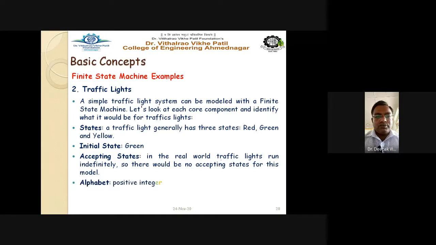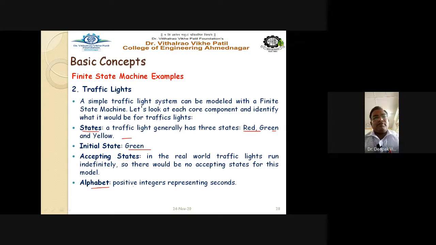Means if we have to develop the finite state machine for the traffic light signals, then it must contain the states. So which are the different states for the traffic lights? Yes, there are 3 states: a red signal, green signal, and yellow signal. And initially, assume it is a green state or a green signal, right? The accepting states: in the real world, traffic lights run indefinitely, one after another. Initially suppose green is there, then it goes to yellow, then it goes to red, and again green, yellow and red. So there is no final state or accepting state.